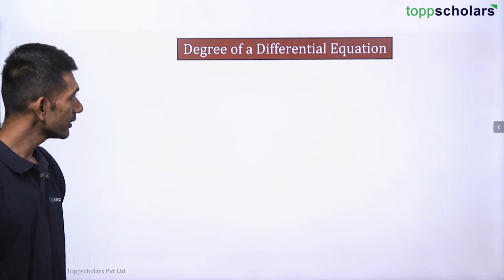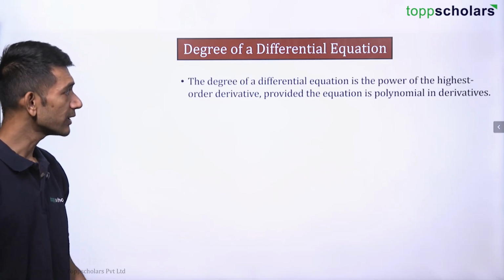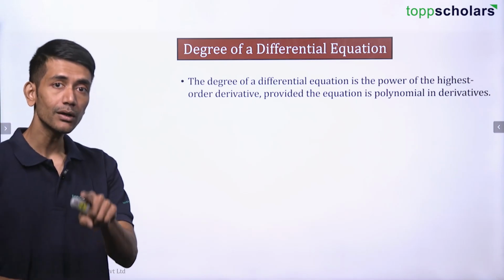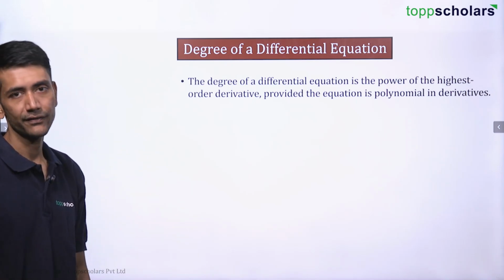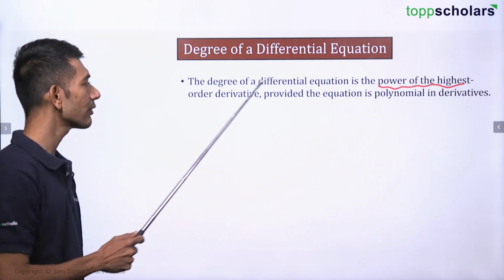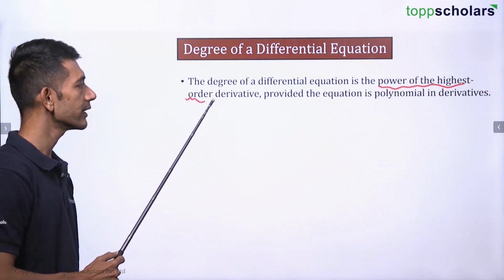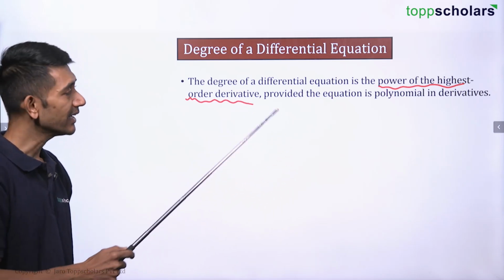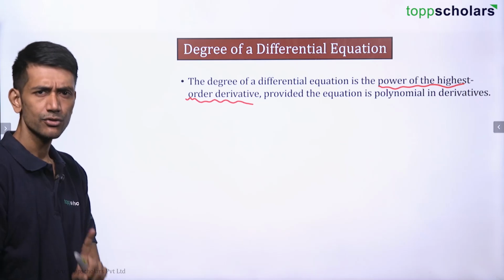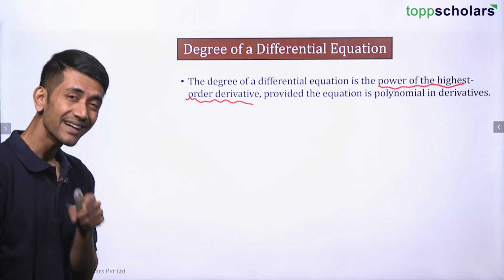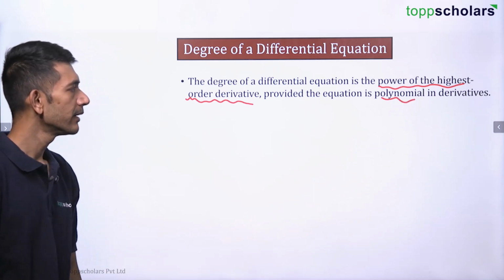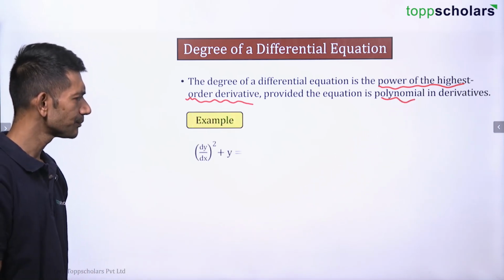Again, the order is 2 here. Now let us talk about the degree of differential equation. So the degree of differential equation is the power of the highest order derivative. Power of whom? Power of the highest order derivative, provided the equation is polynomial in derivatives. Equation should be polynomial. That is a condition, that equation should be a polynomial in derivatives.